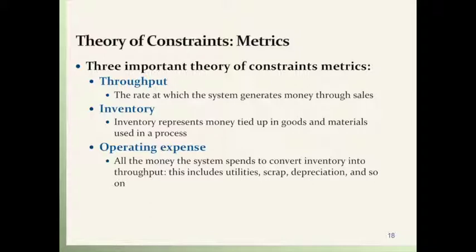So three things are important to the theory of constraints. First is throughput, the rate at which the system generates money through sales. The second is inventory, and inventory represents money tied up in goods and materials used in the process. And the third is operating expense, all the money the system spends to convert inventory into throughput. This includes utilities, scrap, depreciation, everything.